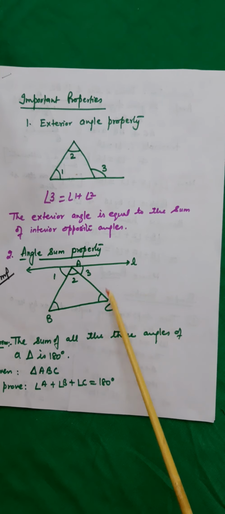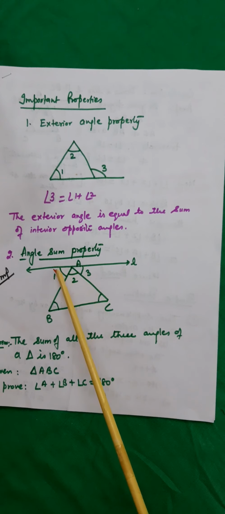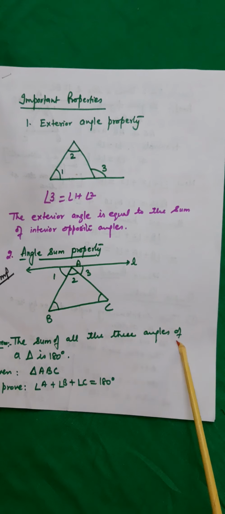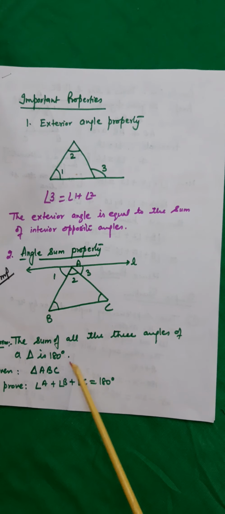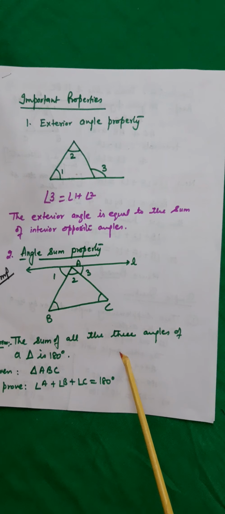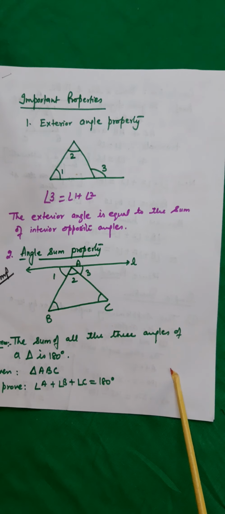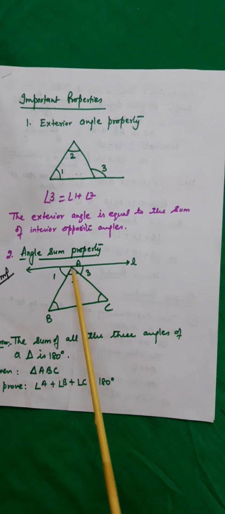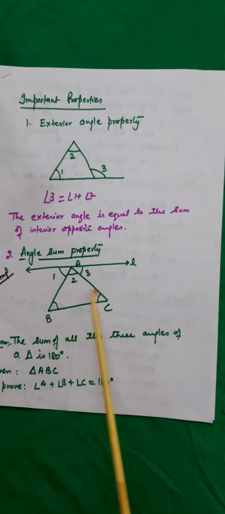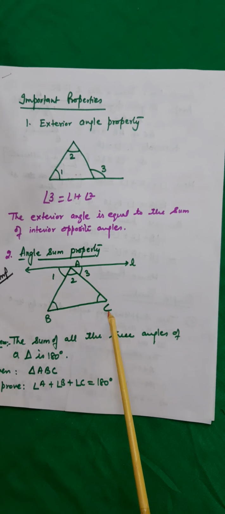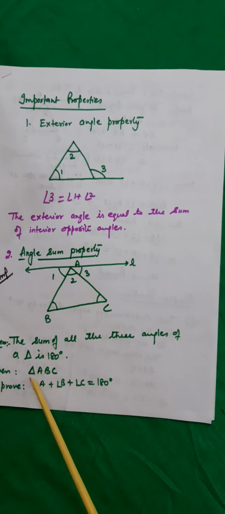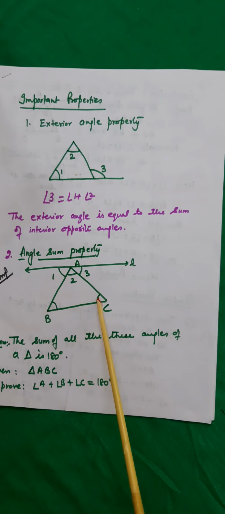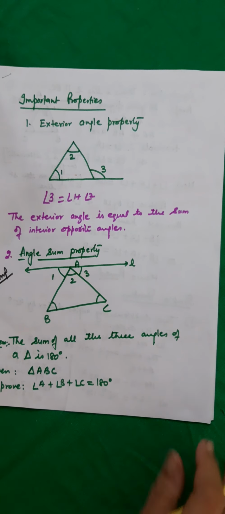Now, in your syllabus, you have a very important theorem called the angle sum property theorem. It states that the sum of all the three angles of a triangle is 180. Its proof comes for 3 marks. There are certain steps that are to be followed for proving a theorem. First of all, you will have to draw the figure. We draw the figure of a triangle ABC and mark all the three angles. Given a triangle ABC, to prove angle A plus angle B plus angle C is equal to 180.